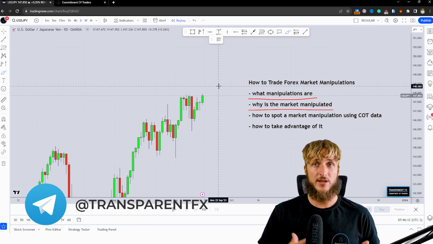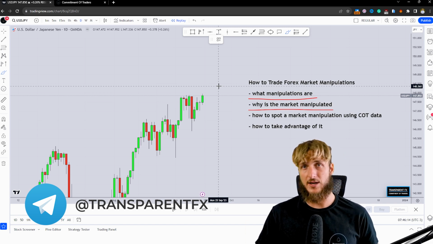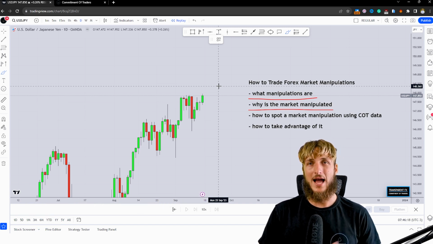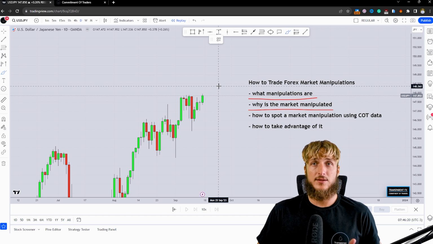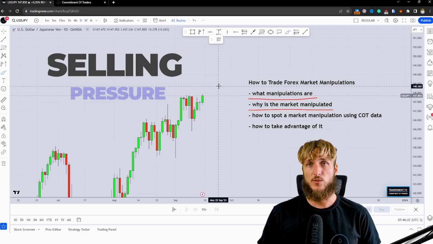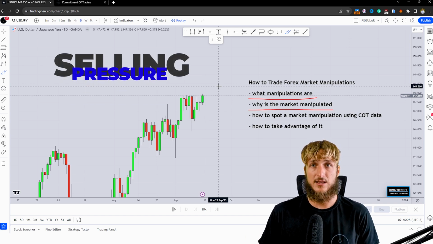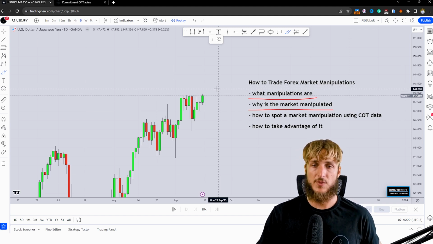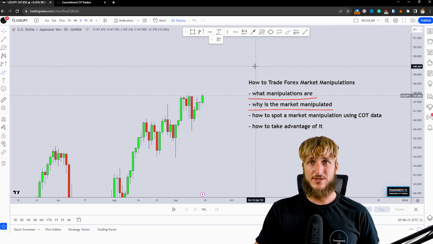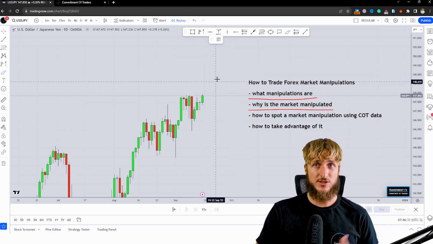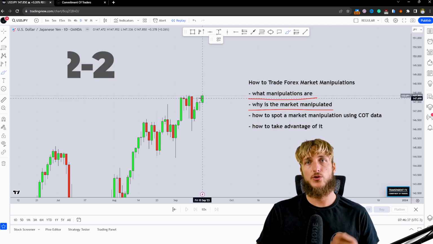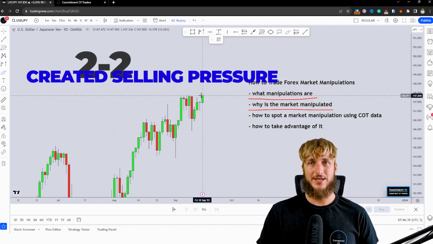For every seller, there needs to be a buyer. At any specific moment in the market, if you're looking to buy a huge amount, there might not be enough selling pressure, so there might not be enough sellers that will sell whatever it is that you're buying, in this case USD JPY. So in that specific situation, what market makers and these big institutions will do is essentially manipulate the market in order to create that artificial selling pressure.